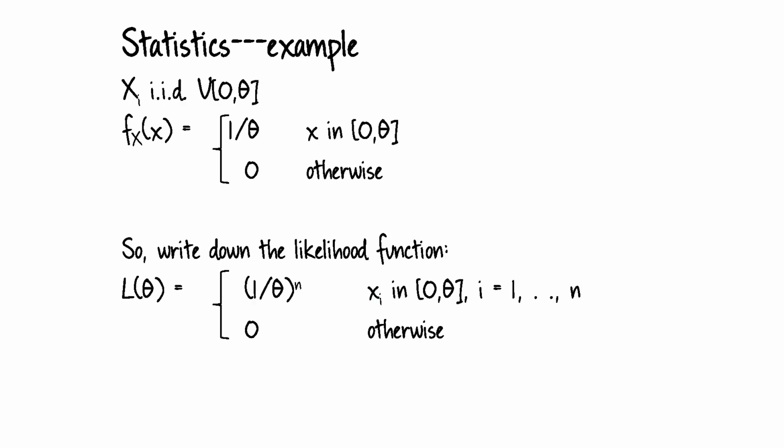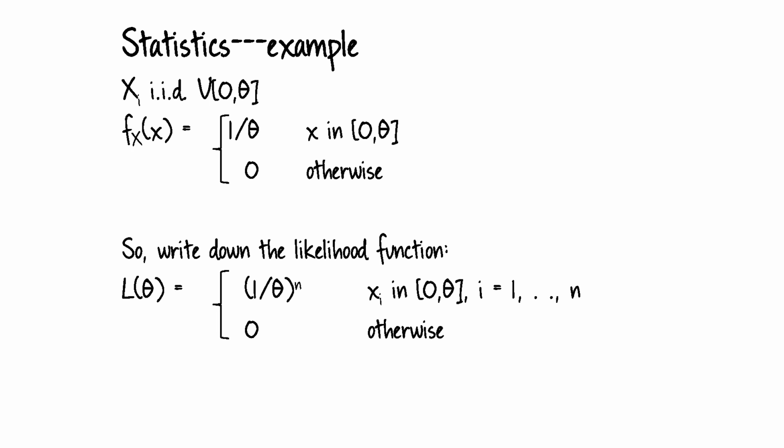Okay, so now we've got the PDF of each individual member of the random sample. From that, since we know that they're independent, we can write down the likelihood function, which is also the joint PDF of the random sample. Remember, it's the product of all of the individual PDFs. So it's just 1 over theta raised to the n for all x sub i's in this interval, and it's going to be 0 otherwise.